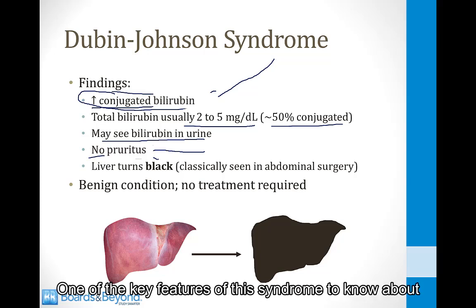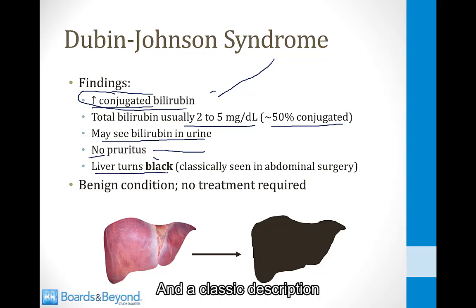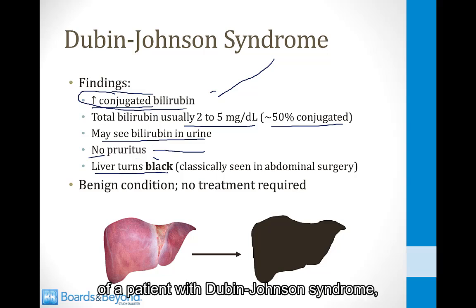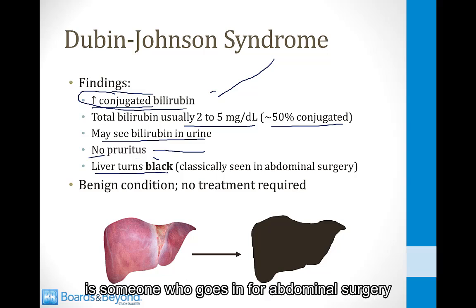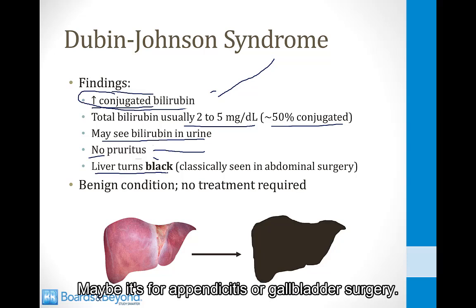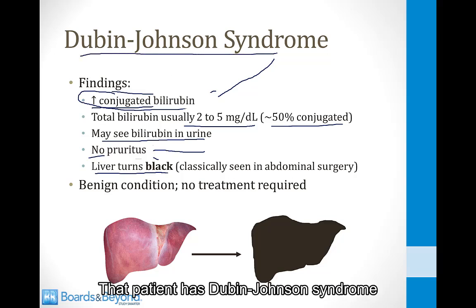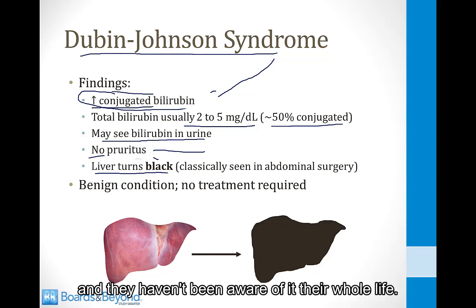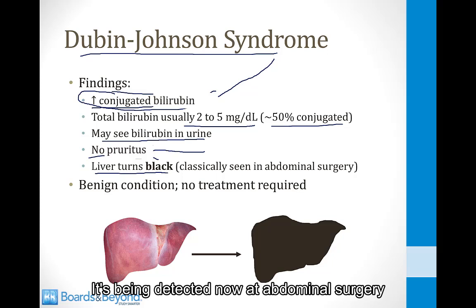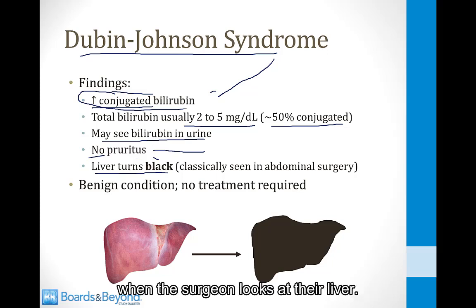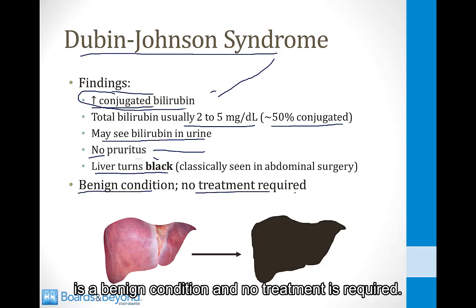One of the key features of this syndrome to know about is that the liver turns black. And a classic description of a patient with Dubin-Johnson syndrome is someone who goes in for abdominal surgery unrelated to the liver. Maybe it's for appendicitis or gallbladder surgery, and the surgeon notes that the liver is black. That patient has Dubin-Johnson syndrome, and it's relatively mild, and they haven't been aware of it their whole life. It's being detected now at abdominal surgery when the surgeon looks at their liver. In general, Dubin-Johnson syndrome is a benign condition and no treatment is required.